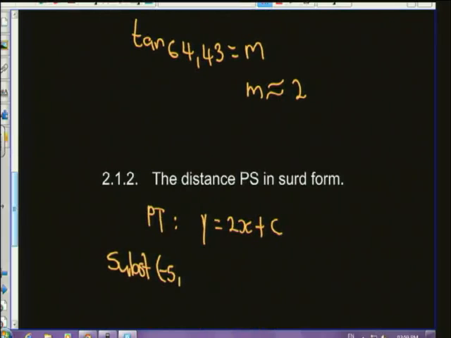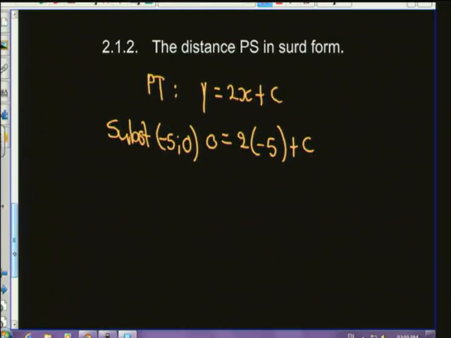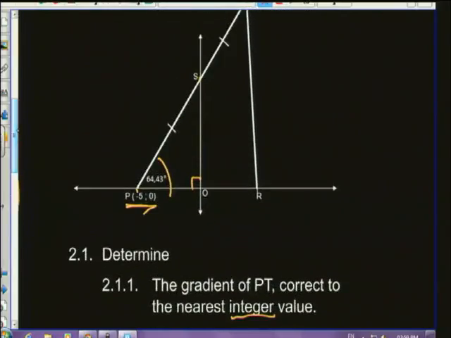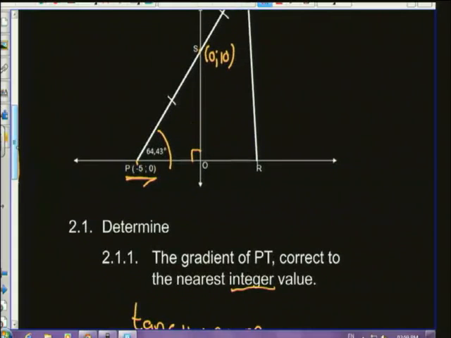We will have 0 is equal to 2 multiplied by negative 5 plus c. And that's a linear equation. If you want to solve for c, you take that over to the left-hand side, so you'll end up with 10. So it means that my y-intercept is actually equal to 10. Let's go back to our sketch. We know that this point here is 0, 10. So we're now in a position to work out the length of PS using Pythagoras, because this is 5 units, this is 10 units.